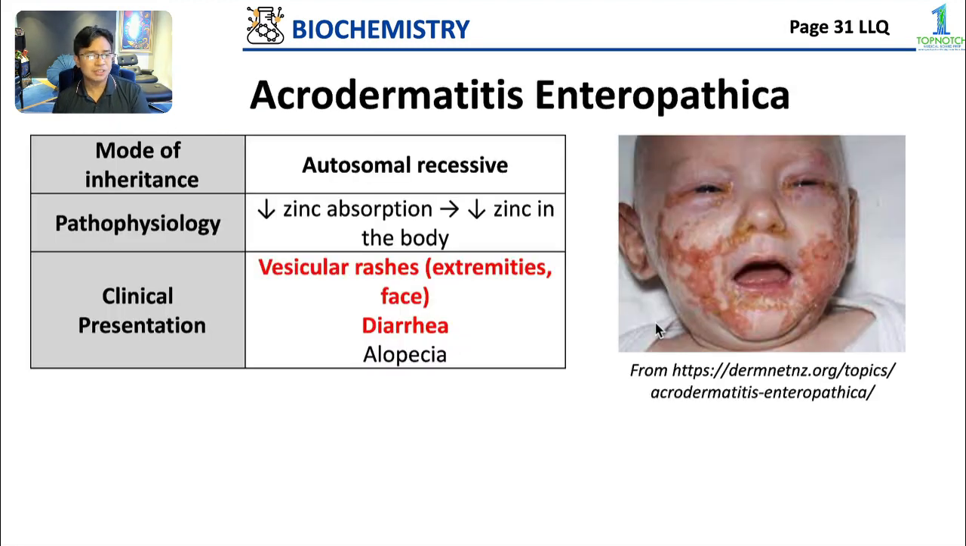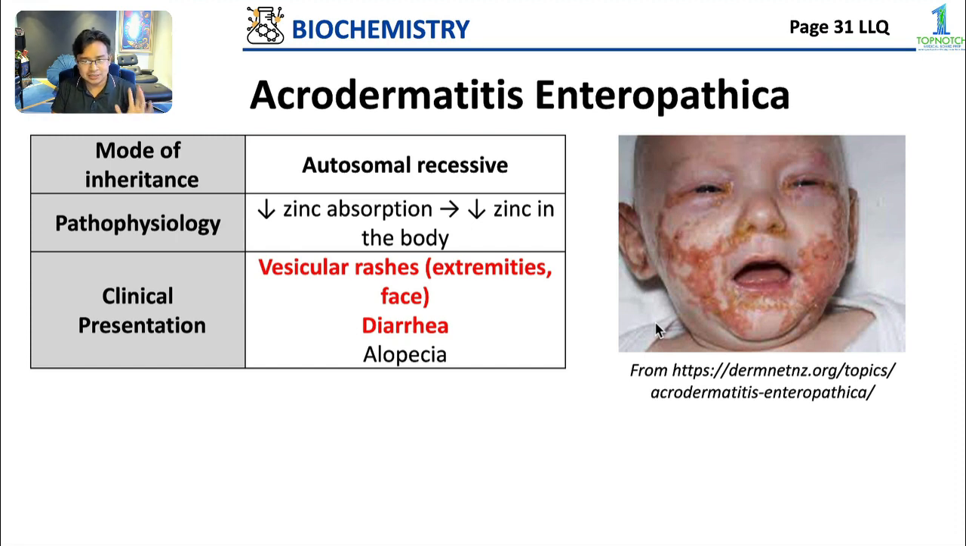Now, you can also have this problem in zinc, an autosomal recessive problem known as your acrodermatitis enteropathica. In this case, you have a problem in the genes causing poor zinc absorption, leading to poor zinc in the body. It can manifest as vesicular rashes and diarrhea. Kaya siya acrodermatitis. Acrodermatitis, rashes of extremities, enteropathica, diarrhea in the process.